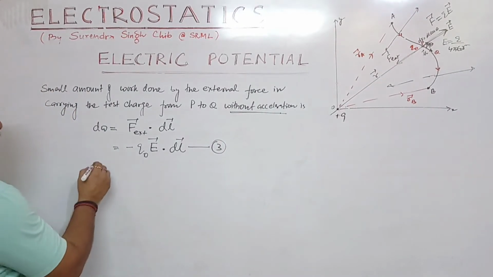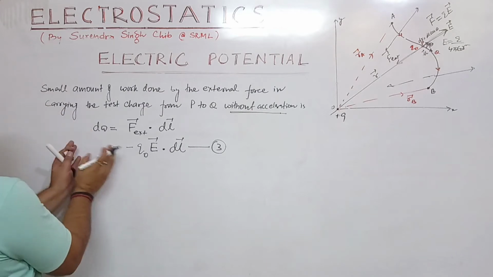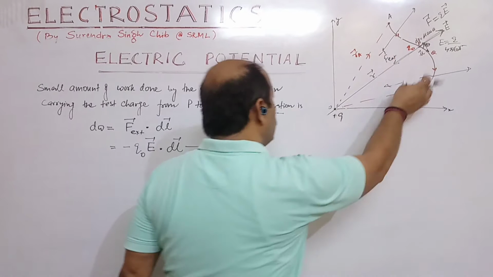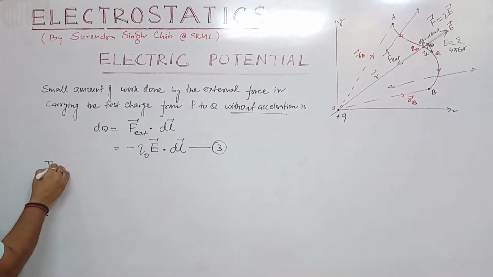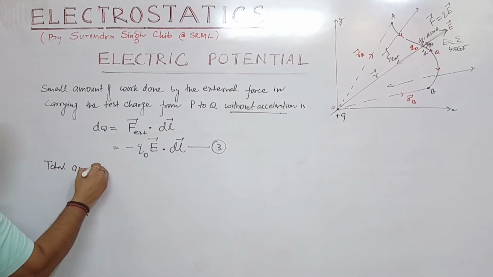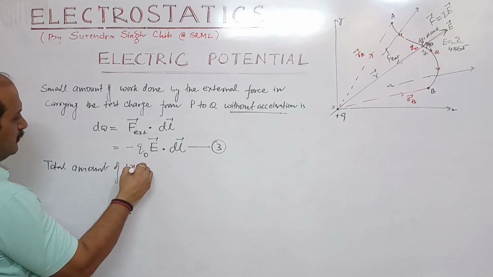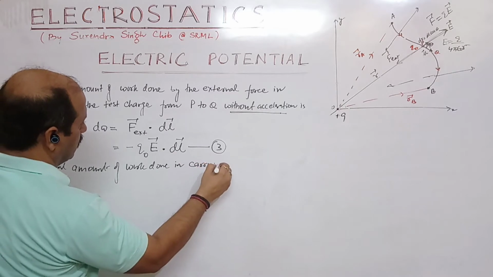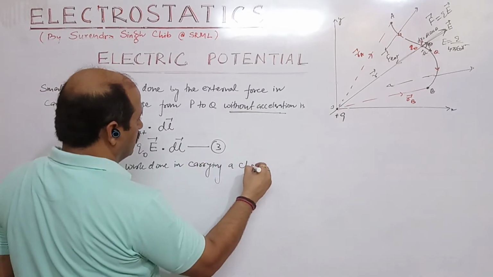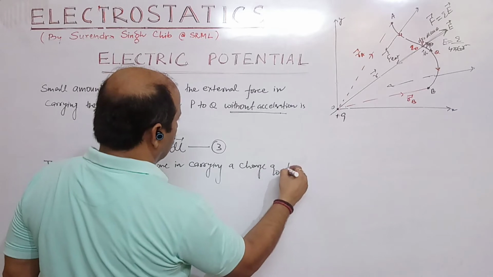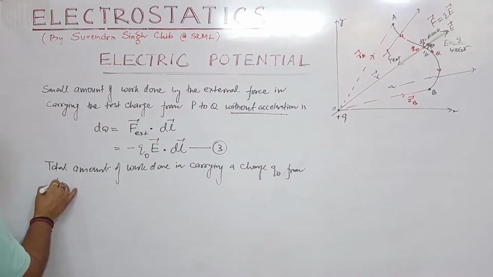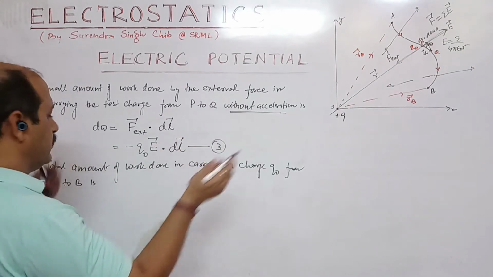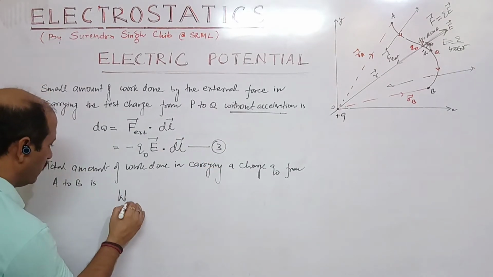Now, students, this is a small amount of work done from P to Q. Now we have to find the total amount of work done from A to B. The total amount of work done in carrying a charge Q naught from A to B is obtained by integrating the above equation.